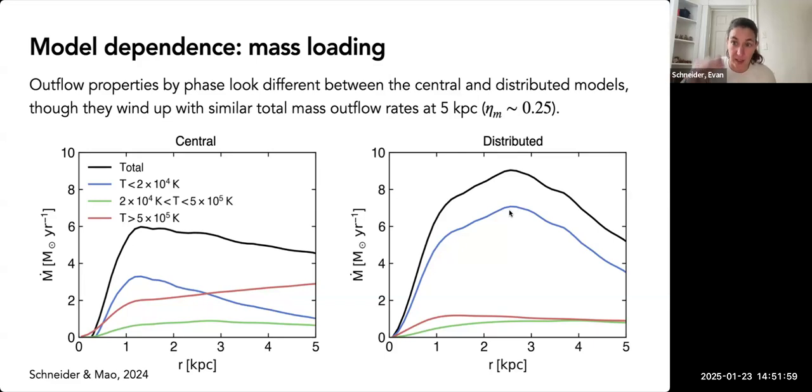And actually, this is maybe not necessarily a time constant curve, but at all radii, you have more mass outflowing in the cool phase. Although interestingly, these snapshots were taken for both simulations 30 million years after the start of feedback, and they have very similar total mass outflow rates at 5 kiloparsecs at that time, right? So both of these, if you're used to thinking of things in terms of mass loading factors, the outflow rate relative to the star formation rate in the system, these are mass loading factors of around 0.25. So less than unity, but of order unity.